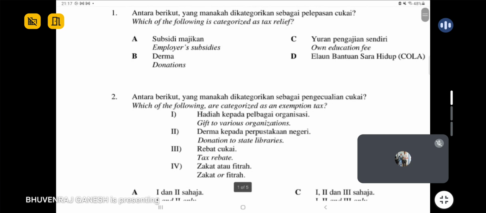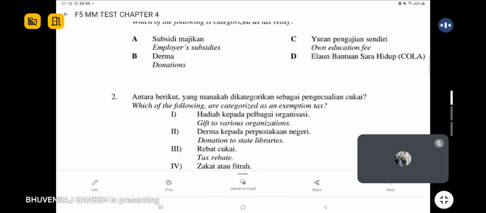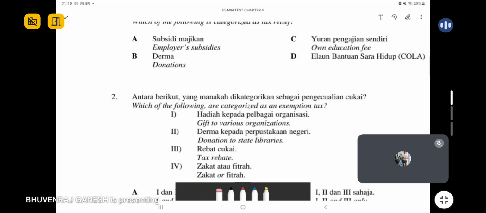Okay, so basically, if you refer textbook, tax relief is actually, let me see the example. Tax relief is EPF. Most common example is EPF, and then medical treatment and education fee. Okay, so Ahmad, bila mereka kata pelepasan cukai, tax relief, actually the answer is C. Education fee. Sudah dinyatakan dalam buku teks.